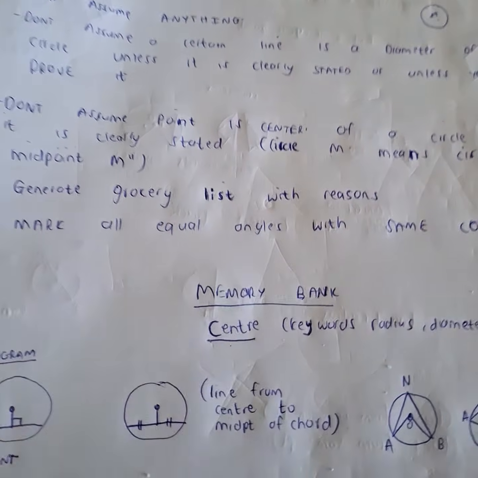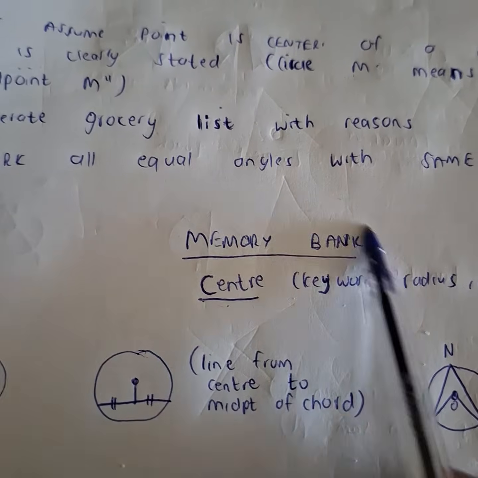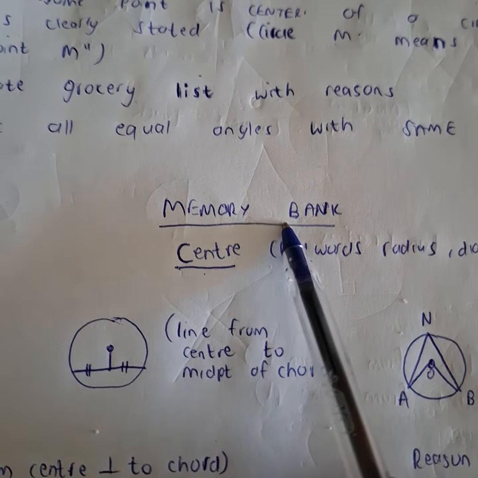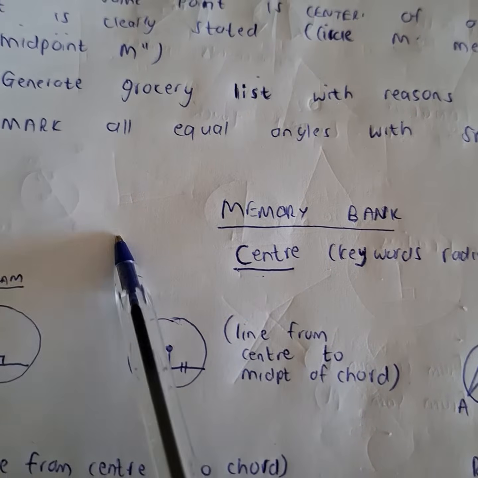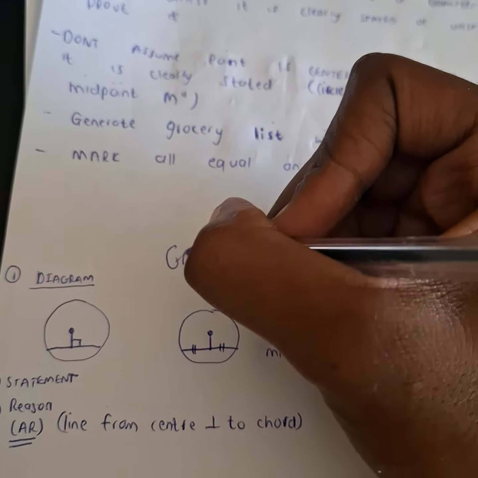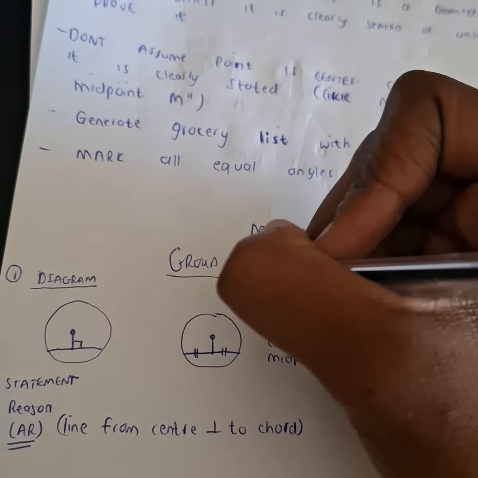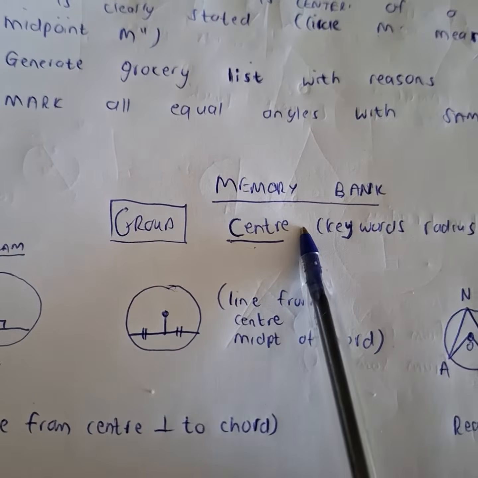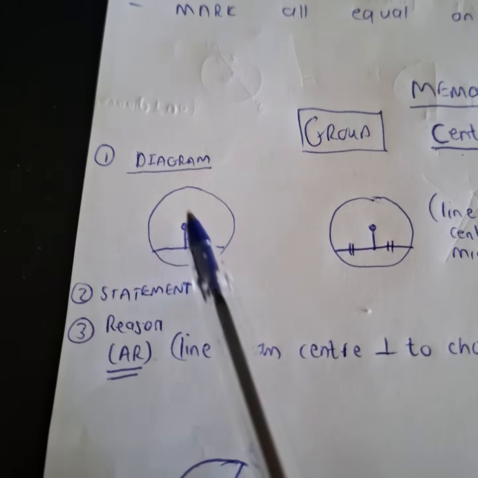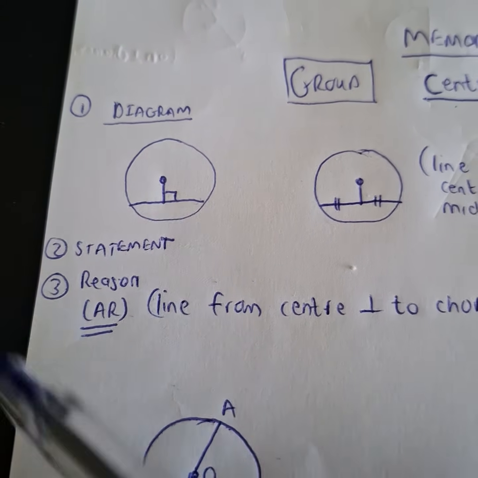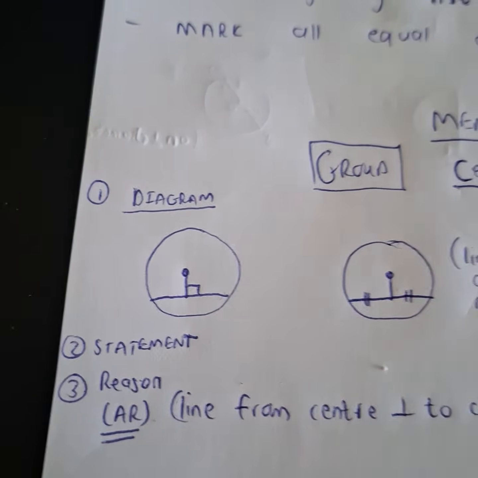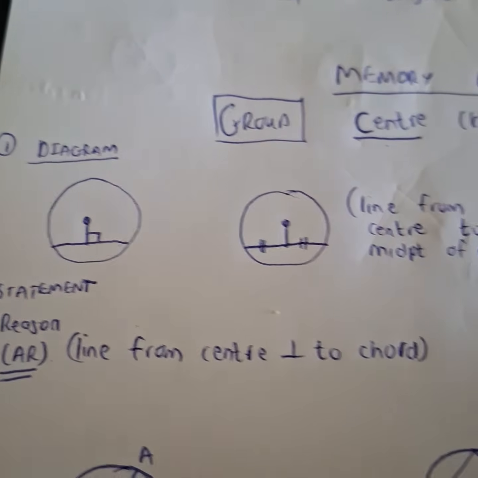So I just wanted to bring to our attention the theorems that we have covered so far. In our memory bank, these theorems should now be in our heads. As we group them, we have what we know as our center theorems, okay? Our center theorems are that theorem that says a line from the center perpendicular to the chord. What does it do? It bisects the chord, all right?